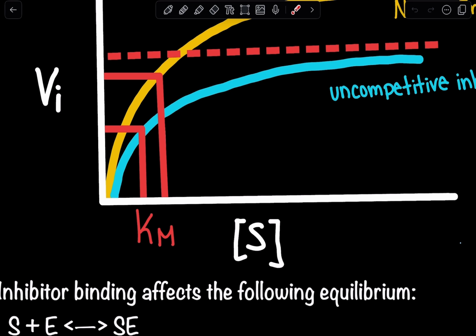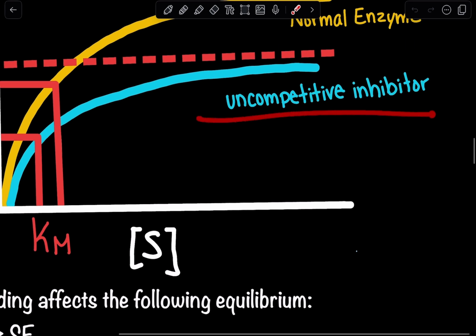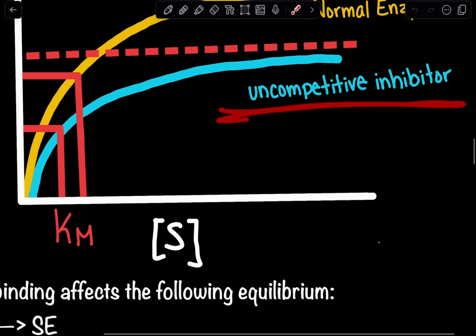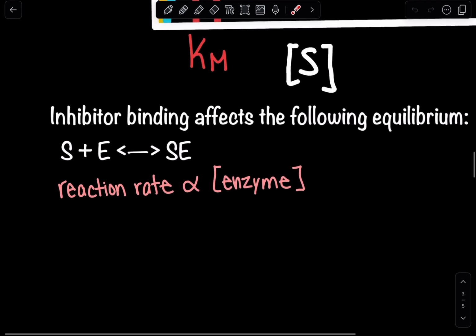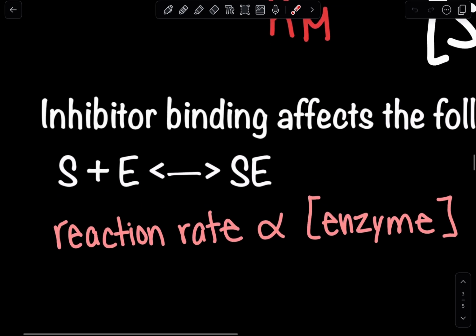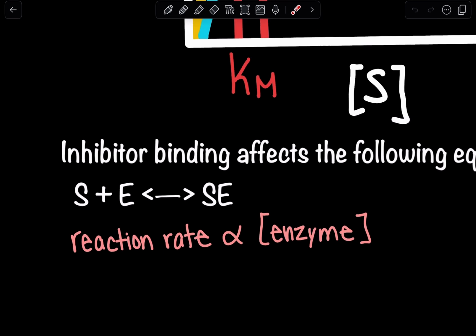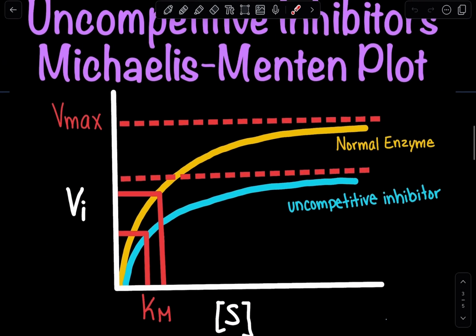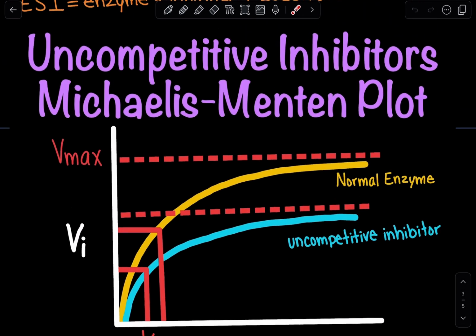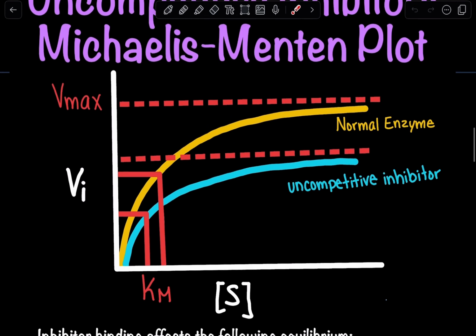But that doesn't really make sense because the enzyme is being inhibited, so how will it have higher affinity for substrate? And when we take a look at this equilibrium, we can see that since we are reducing the concentration of substrate enzyme complex, this equilibrium is shifting to the right to circumvent that change according to Le Chatelier's principle. So that is essentially the Michaelis-Menten plot for uncompetitive inhibition. We can see that Vmax decreased and Km also decreased.